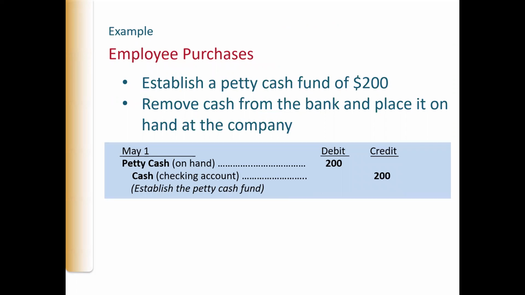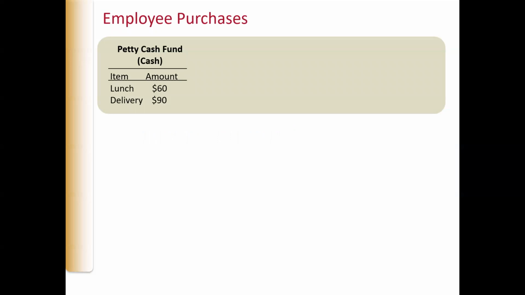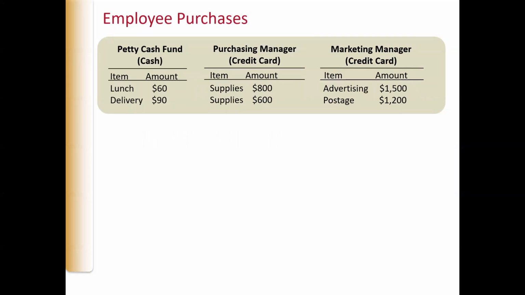So if a petty cash fund wants to start with $200 in cash, we'll debit our petty cash and we'll credit cash from the checking account. This establishes our petty cash fund. We've got some different items. From petty cash, we used $60 for lunch and $90 for delivery. The purchasing manager has a credit card, as does the marketing manager, and they use the credit card to purchase some items that we need to record.